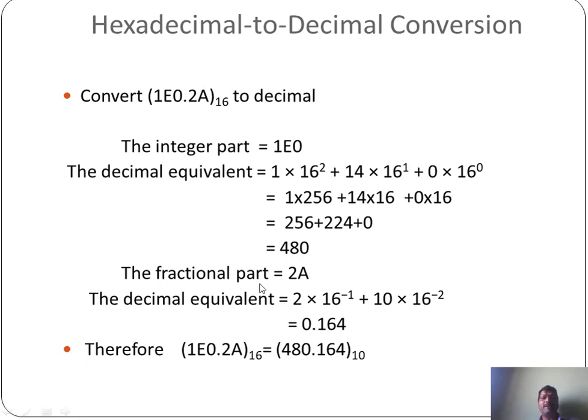For the fractional part, 2A is there. So 2 into 16 raised to minus 1 plus A, which means 10, 10 into 16 raised to minus 2. So it is 0.164. By adding both, we will get the answer 480.164 decimal. So for converting hexadecimal to decimal, place values play an important role. We should remember the place values of the number system.